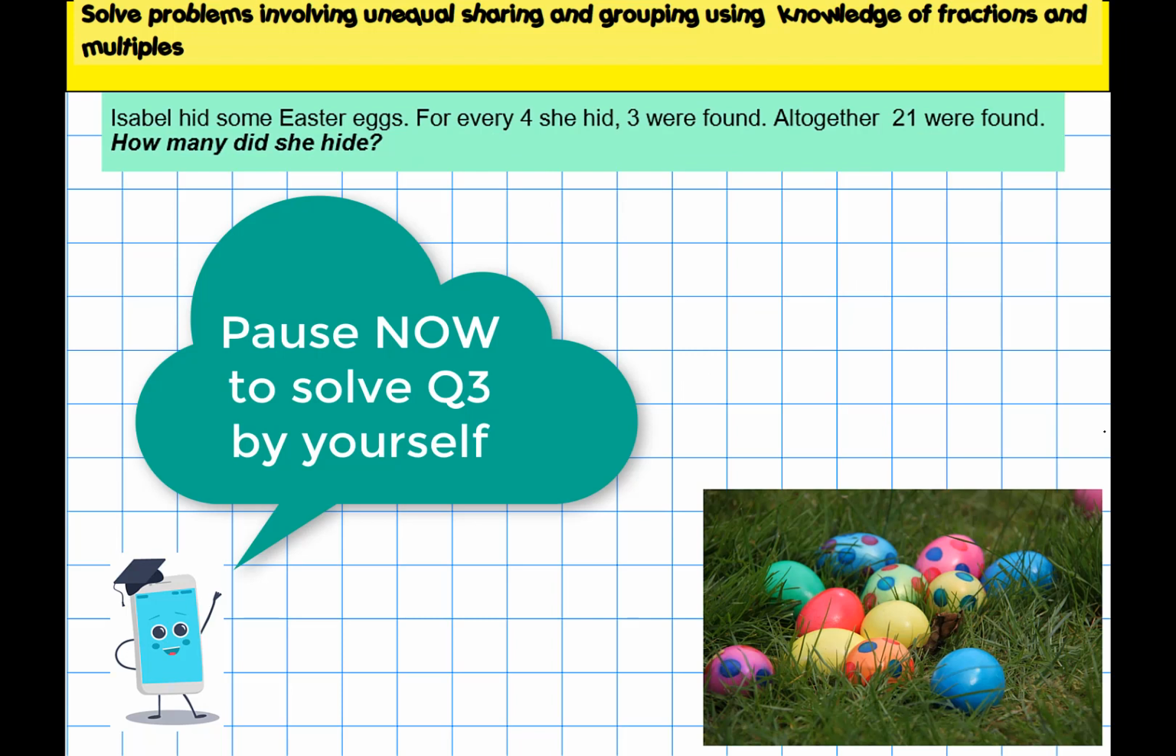The final example that I'm going to do with you: Isabel hid some Easter eggs. For every 4 she hid, 3 were found. Altogether, 21 were found. How many did she hide?